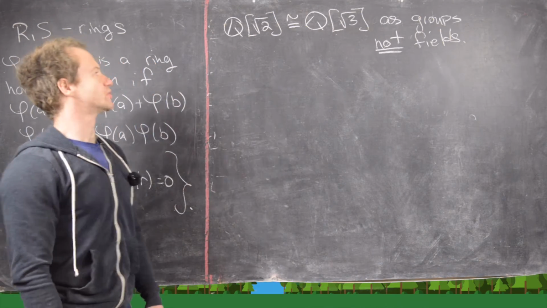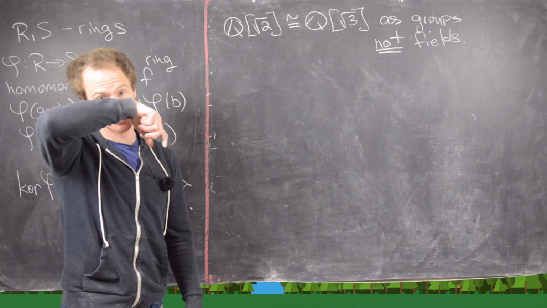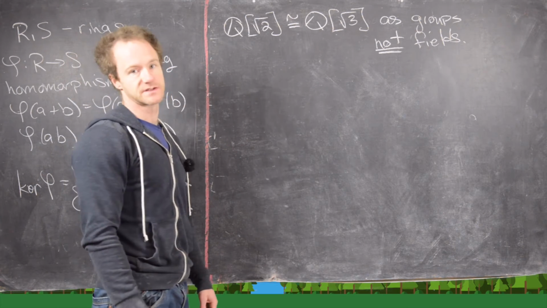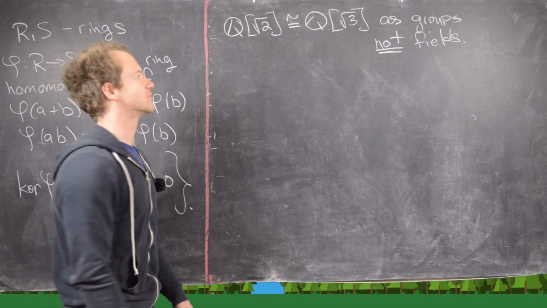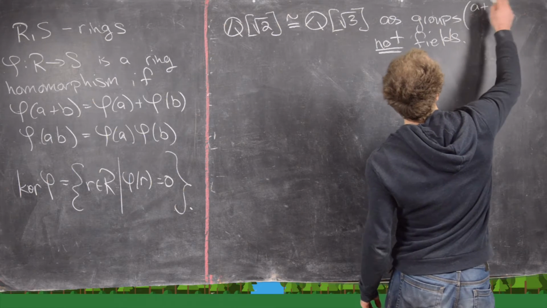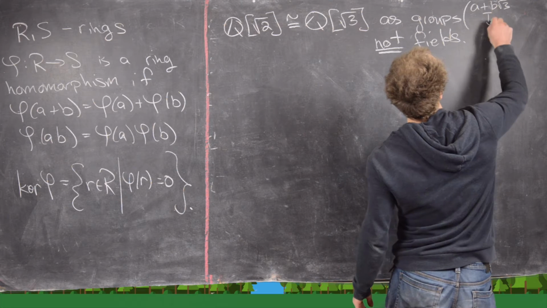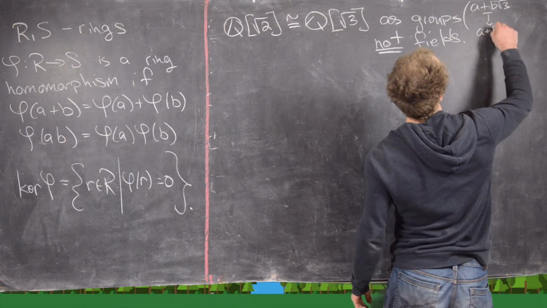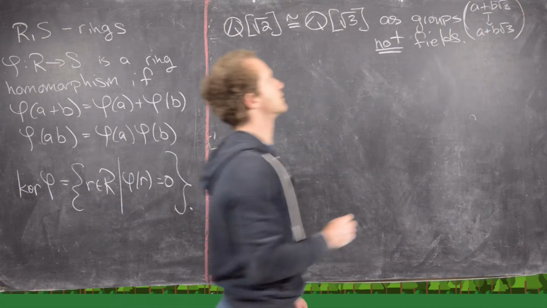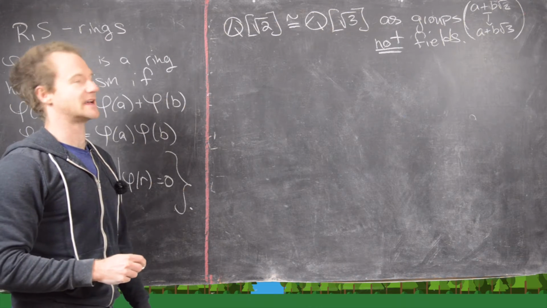So Q adjoined root 2 is isomorphic to Q adjoined root 3 as groups, and I should say as additive groups here, but not as fields. So I'll let you guys check that they're isomorphic as groups. One thing I will say is that the isomorphism that you'll use for groups is that a plus b root 3 is going to be sent to a plus b root 3. Sorry, I should have said a plus b root 2 is going to be sent to a plus b root 3. So that's going to be your isomorphism as groups.